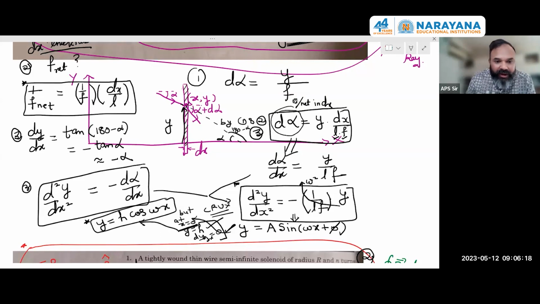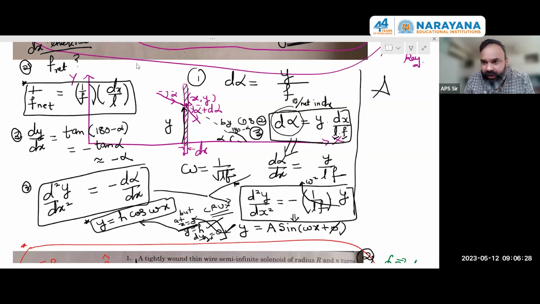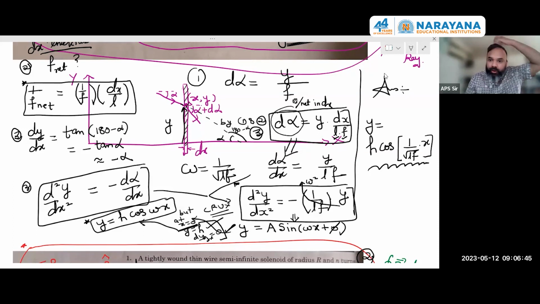So I could have said that it is h cos omega x, and omega as such was 1 by root lf. So now things are in streamline. So the answer to the path of the ray should be y is equal to h cos omega x, where omega is 1 by root lf. So that is the equation that the ray is going to follow.